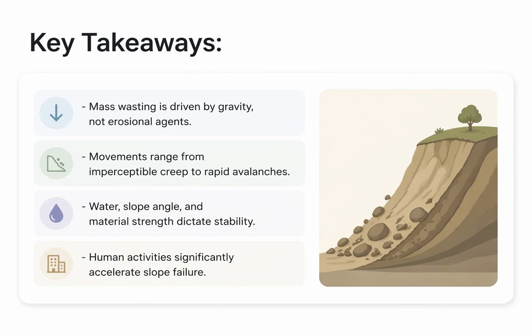To wrap up our discussion on mass wasting, remember that these movements are driven fundamentally by gravity, distinguishing them from erosion, which requires a transport agent like water or wind. We've seen that mass wasting spans a huge spectrum, from the slow, imperceptible creep of soil to terrifyingly rapid mudflows and rock slides. The stability of any slope is a delicate balance of material strength, slope angle, and water saturation, a balance that is increasingly being disrupted by human activities and infrastructure development.